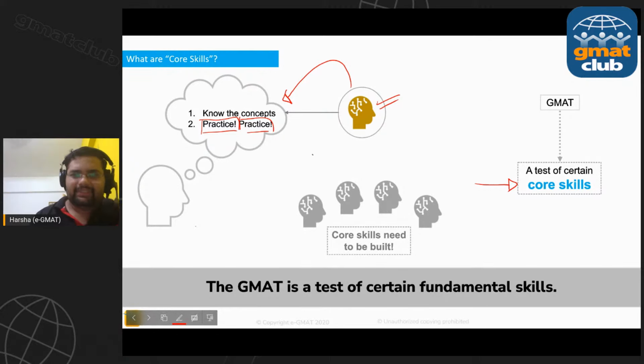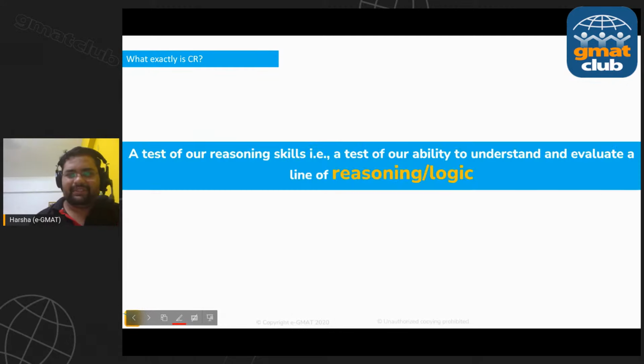Now, when it comes to critical reasoning, what are these core skills? To understand that, we have to get into the root of what is critical reasoning. So, when you think about critical reasoning, what is it fundamentally? It's essentially a test of a reasoning ability, right? It's a test of your ability to understand a certain line of reasoning, or what I like to call logic. And it's also a test of your ability to evaluate a certain line of reasoning. That's what you do with finding the underlying assumption, finding the flaw in the argument. You're analyzing a certain line of reasoning.